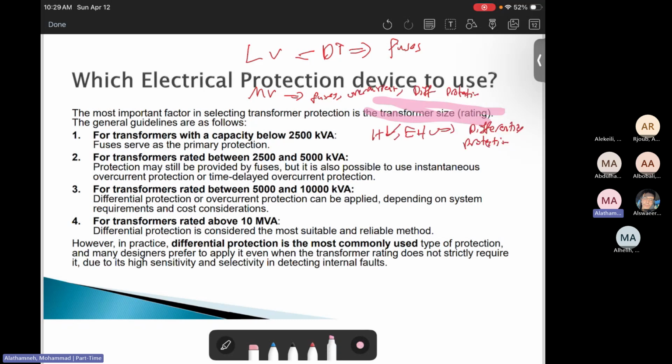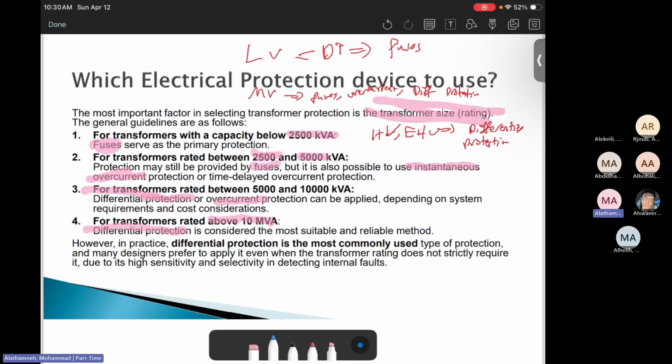So again, when we're talking about a capacity below 2.5 megavolt-amperes, or 2,500 kilovolt-amperes, let's use fuses. If it is between 2.5 and 5 mega, then we can use fuses in lower ratings, but sometimes we can use instantaneous overcurrent protection. If between 5 and 10 mega, we are using protection like differential protection or overcurrents. If it is above 10 mega, then we will use differential protection.